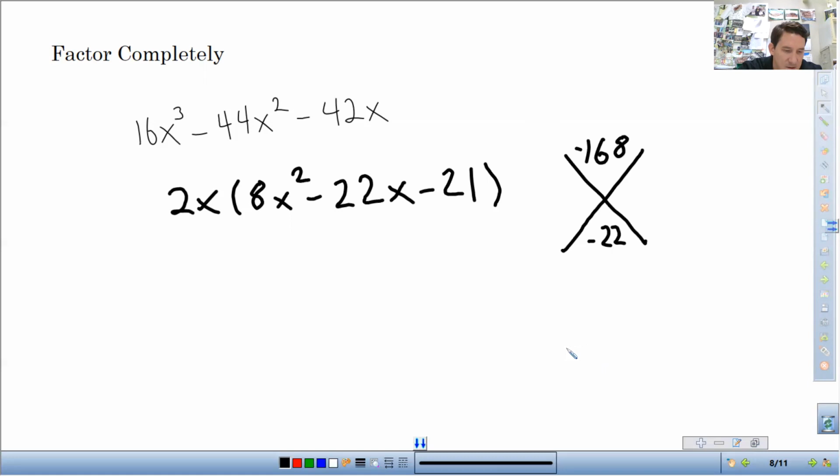168 divided by, there we go, 168 divided by 28. So it's going to be 28 and 6. So negative 28 plus positive 6. That was a tough one.